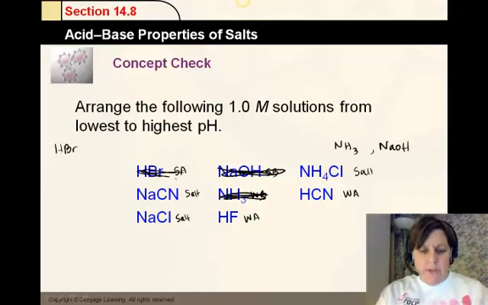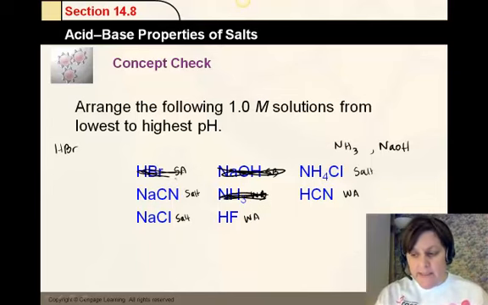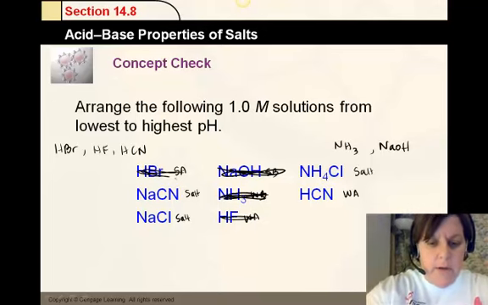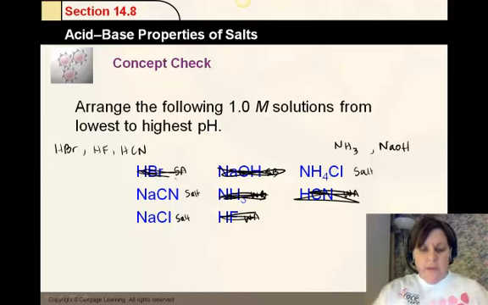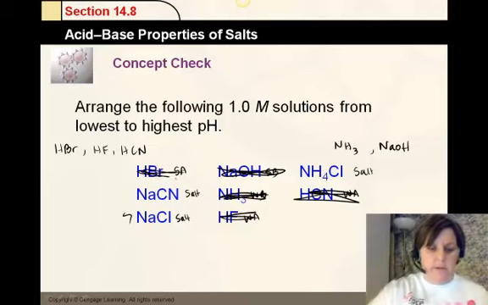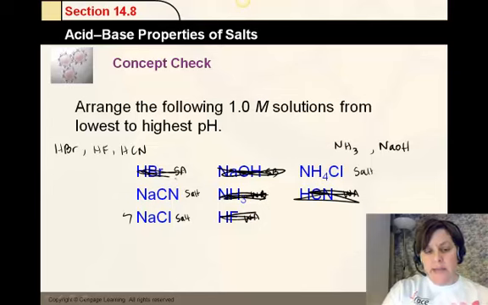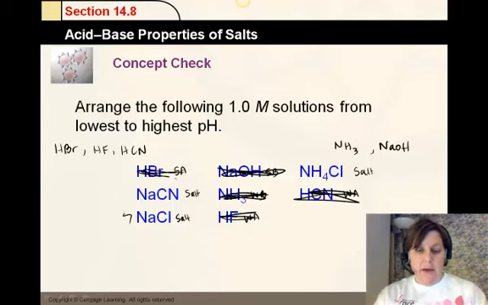Then I have some salts, which are going to be in the middle. And then I have some acids. Now we have to know about these acids. I happen to know that HF is a stronger acid than HCN. You'd have to look up the Ka values. So I'm going to put HF and HCN in order. And then we're left with these 3 salts. Now some salts, of course, have a neutral pH like this one. So I already know that's going to be the middle. The question is, what about NaCN and NH4Cl?